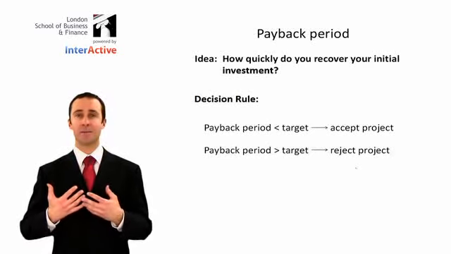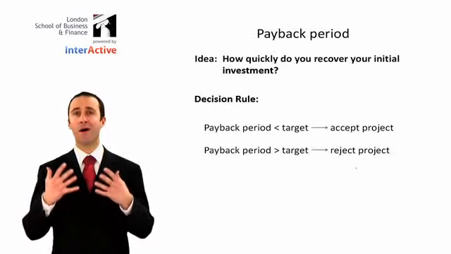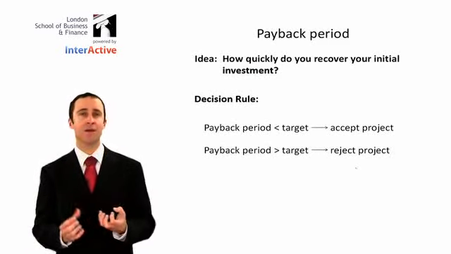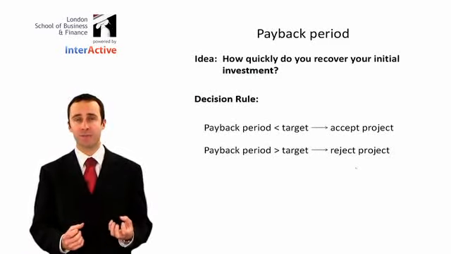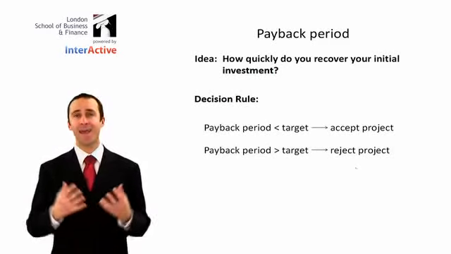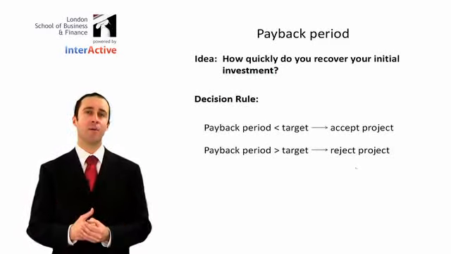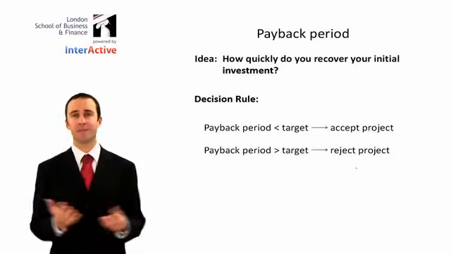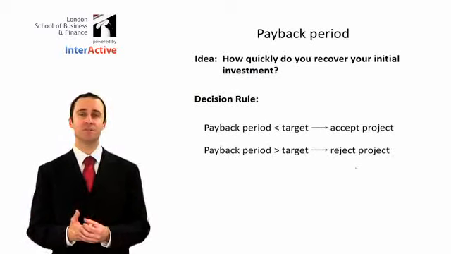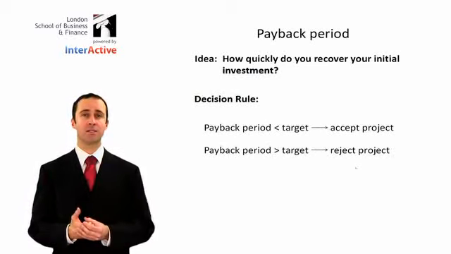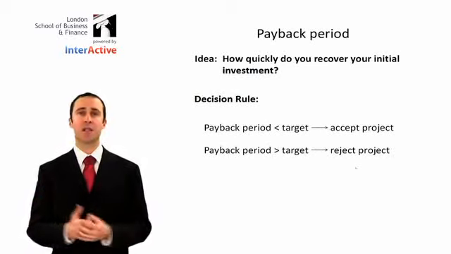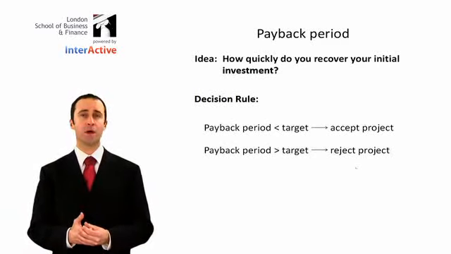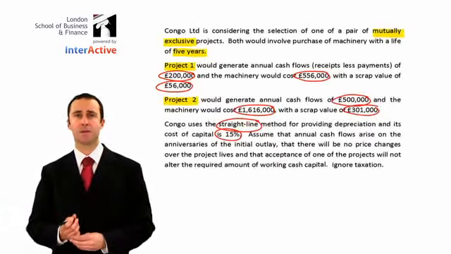In terms of a decision rule, if your payback period is less than a predetermined target, so you've got your cash in quicker than you expect, you'd accept the project. If, however, your payback period is longer than your predetermined target, you would reject the project. Again, we have that issue of who sets that predetermined target, but let's not worry about that and let's just go through the same example as before.